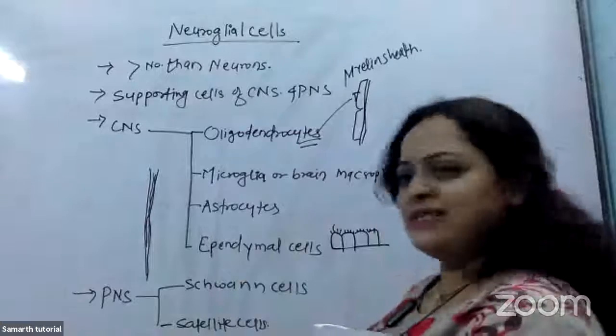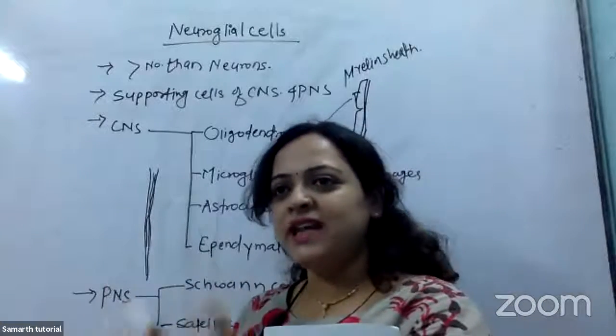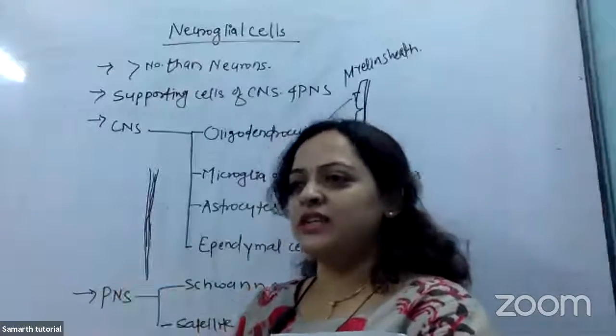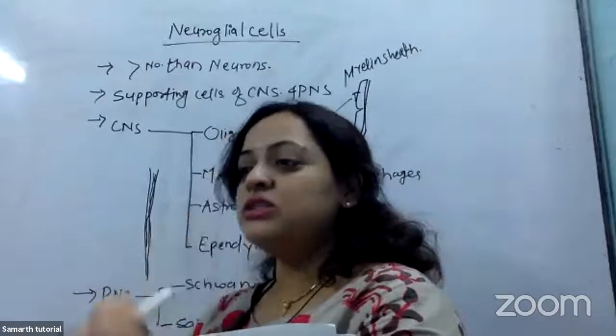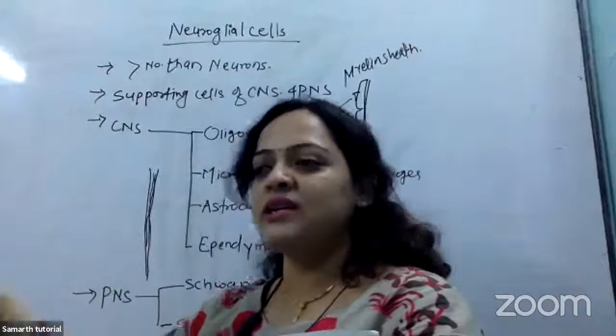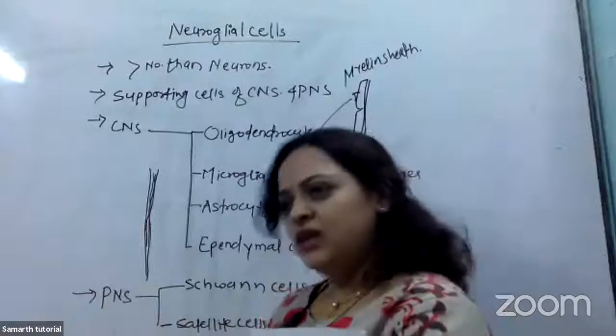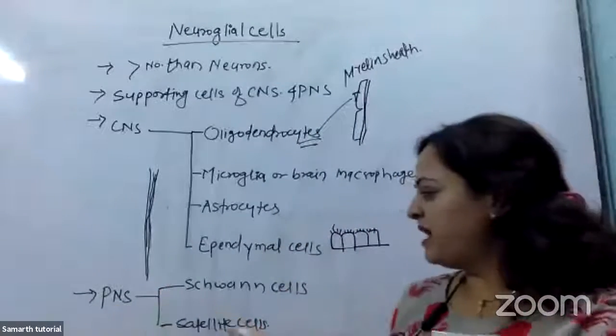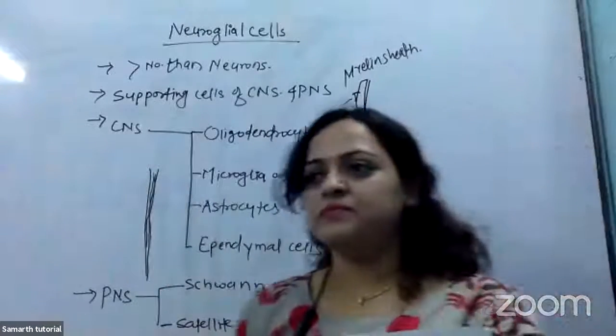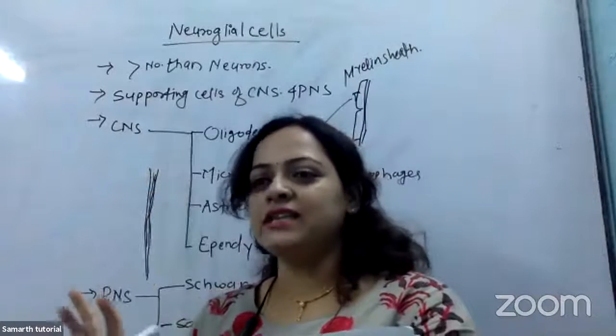And last, satellite cells. As the name says, they are satellites. They will be supporting cells, the supporters to transmit the signal from the peripheral nervous system, PNS, to the CNS. Okay, they are the satellites.